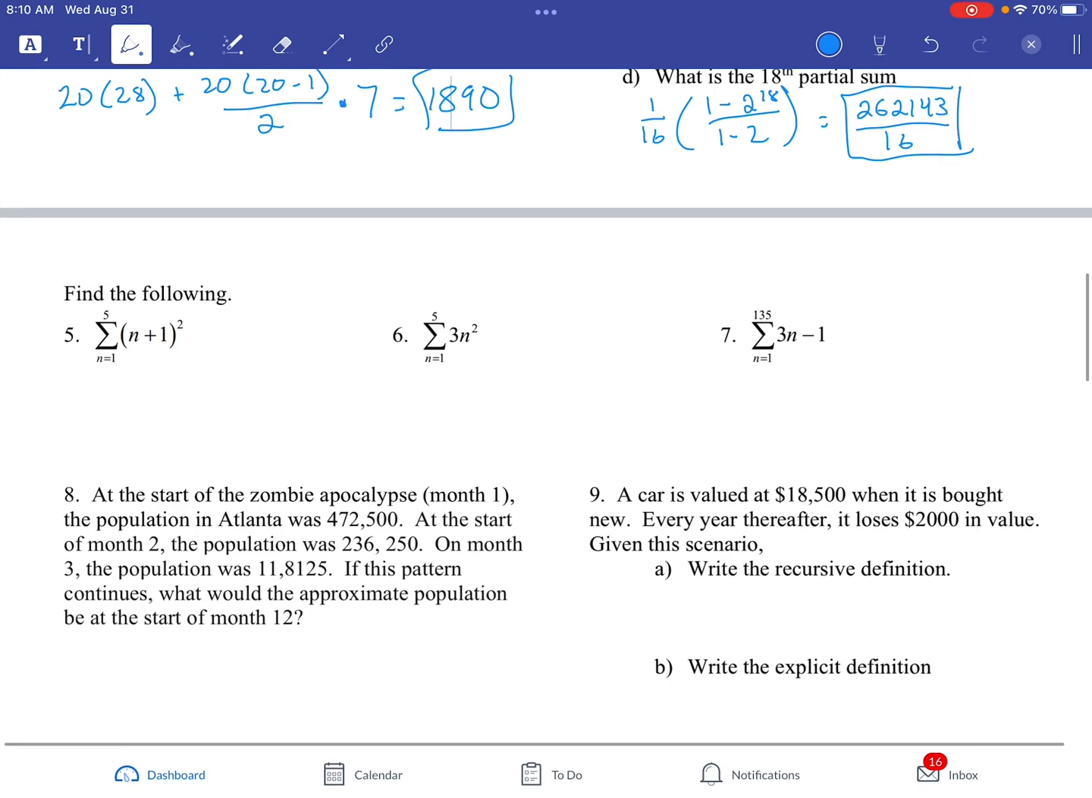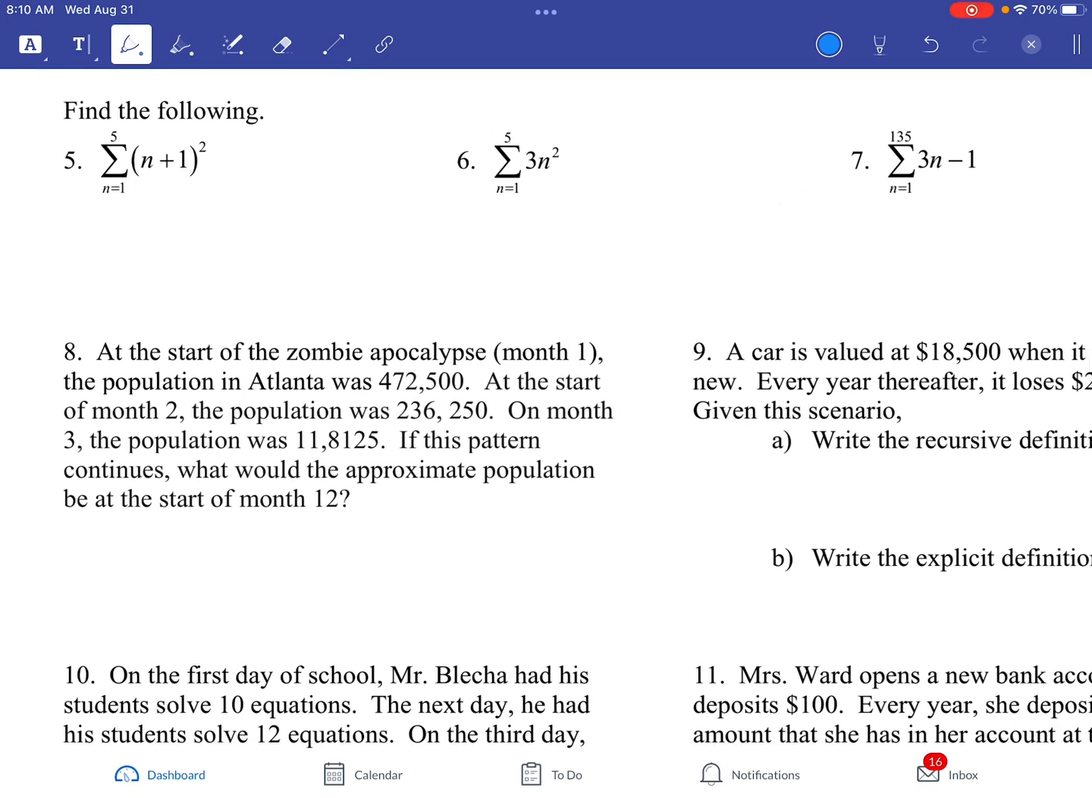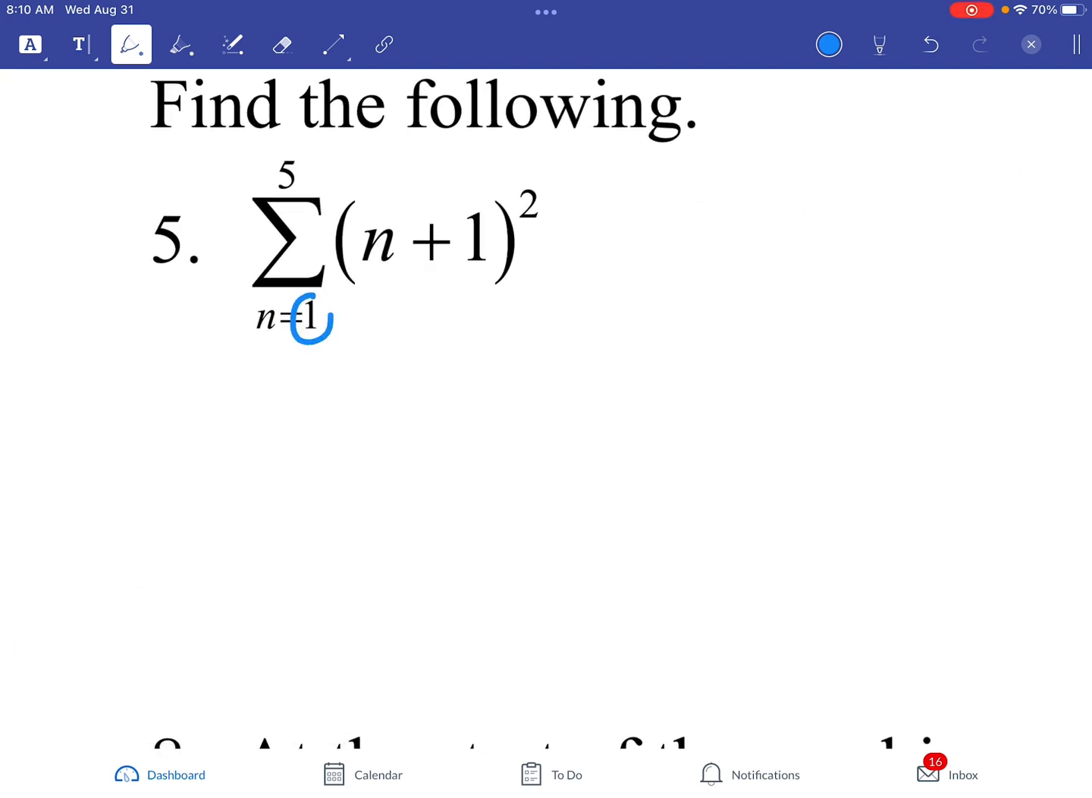All right. Now we're getting to summation notation. So in this problem, number 5, we're going from 1 to 5, which means we're only finding 5 terms. So there's no use in trying to use a formula because you're only finding 5 terms. By the time you find the third term, you can just find the last 2. You don't need to use a formula. So put 1 in for n.